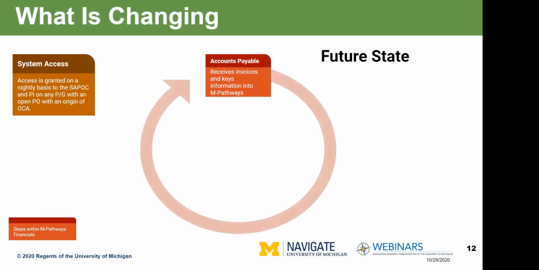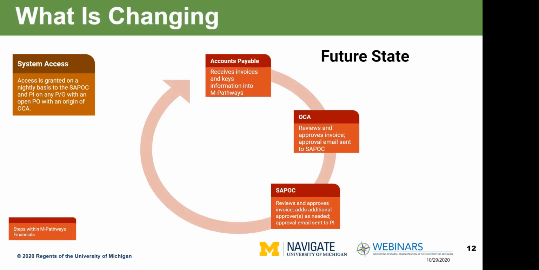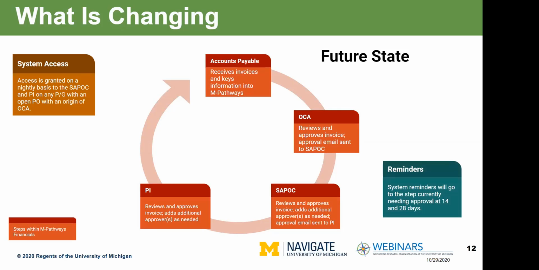Under the new process, accounts payable will still receive the invoice and key information into mPathways. That invoice will then be routed to OCA, who will review and approve it based on the contract terms. And once they approve it, an email will go to the SAPOC. The SAPOC reviews and approves that invoice in mPathways, adding additional approvers into the workflow as needed. Once the SAPOC approves that invoice, an email will go to the principal investigator. That principal investigator will again review and approve the invoice, adding additional approvers as needed.